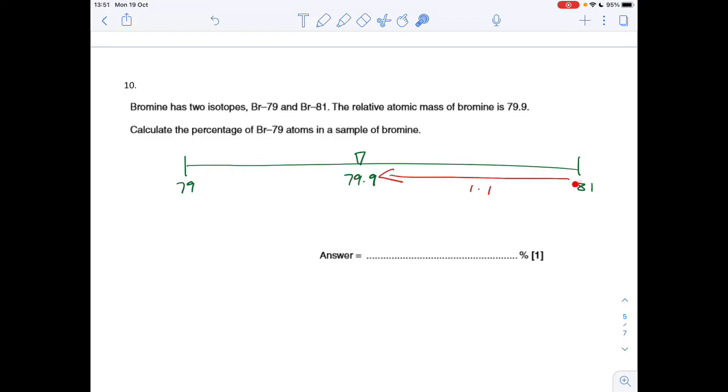If we'd been asked about this isotope, that's pulling in the opposite direction. It's only pulling by 0.9 away from that 79. Okay, so to turn that into a percentage, the pull, the 1.1 over the total difference of 2 times 100, that is a 55% abundance.